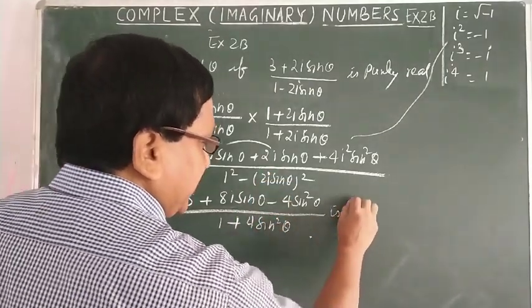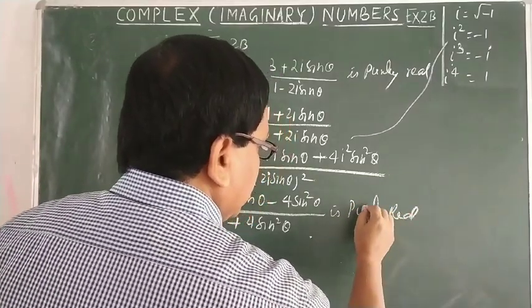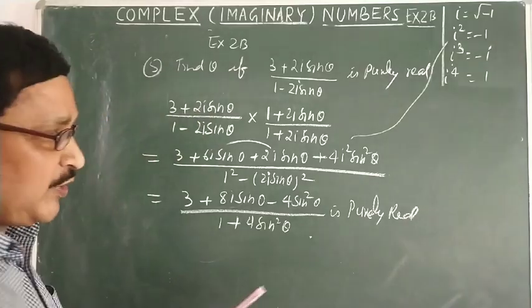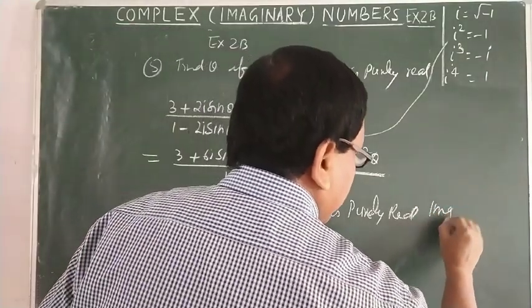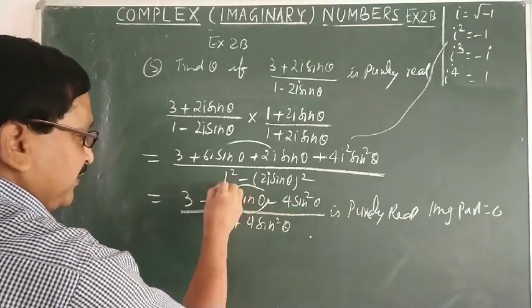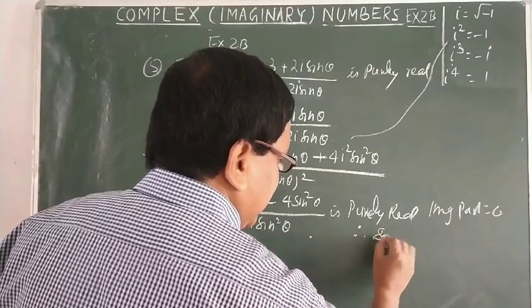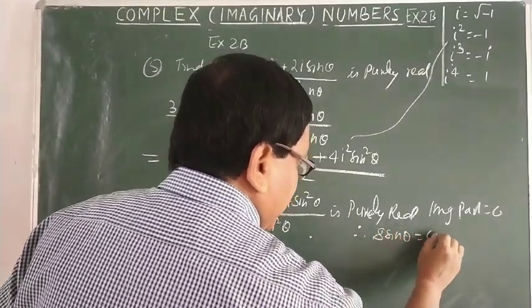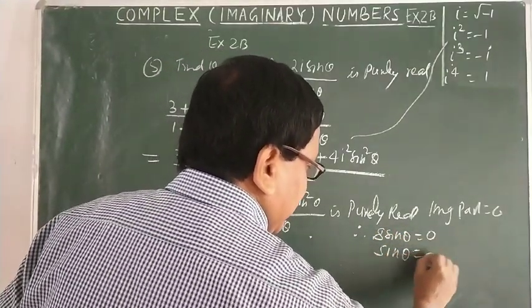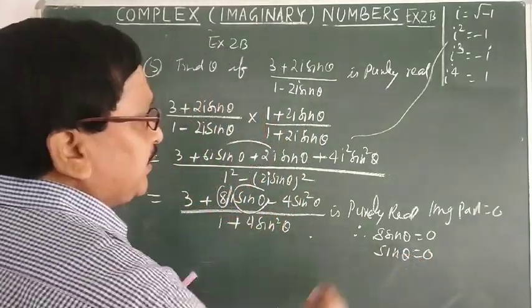Now this is purely real. Purely real, so the imaginary part must be 0. The imaginary part is 0, and this is your imaginary part, 8 sin theta. Hence 8 sin theta is 0. So sin theta is equal to 0. Now you have to give the solution of this. Sin theta is equal to 0.